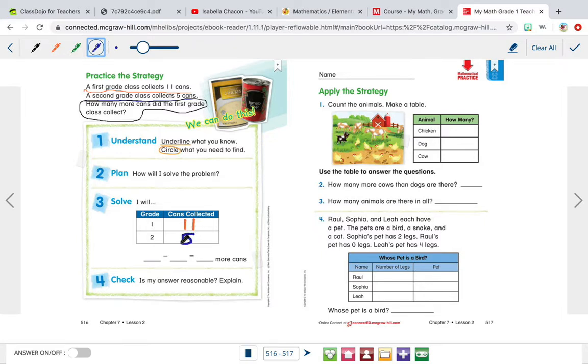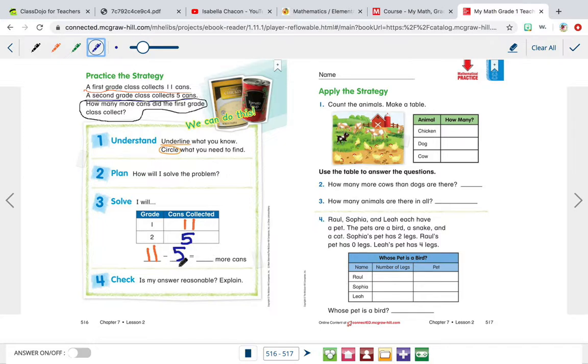Now, it's asking how many more cans did the first grade class collect. So we know we're going to do a subtraction problem. It says right here, blank minus blank equals blank more cans. We know it's going to be 11 and 5, but what am I going to subtract? Am I going to do 11 minus 5 or 5 minus 11? I hope you said 11 minus 5, because 11 is the bigger number. So we always put the bigger number first. So 11 minus 5 equals blank.